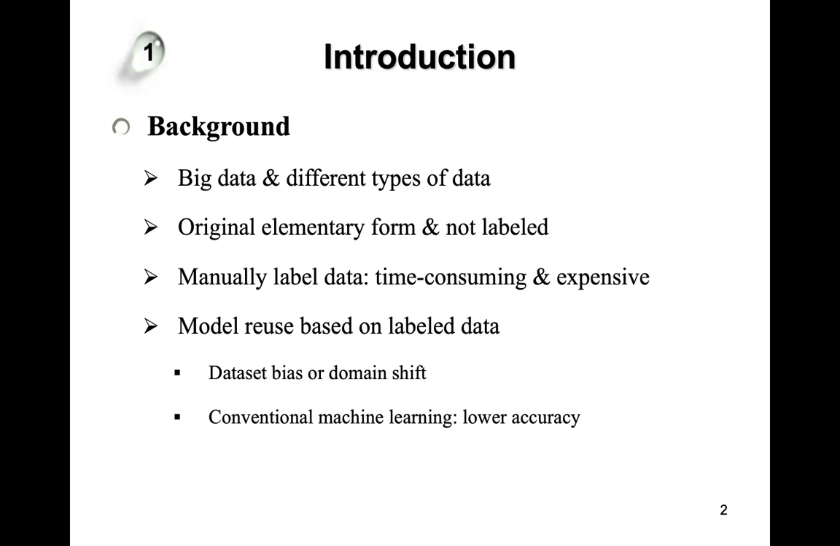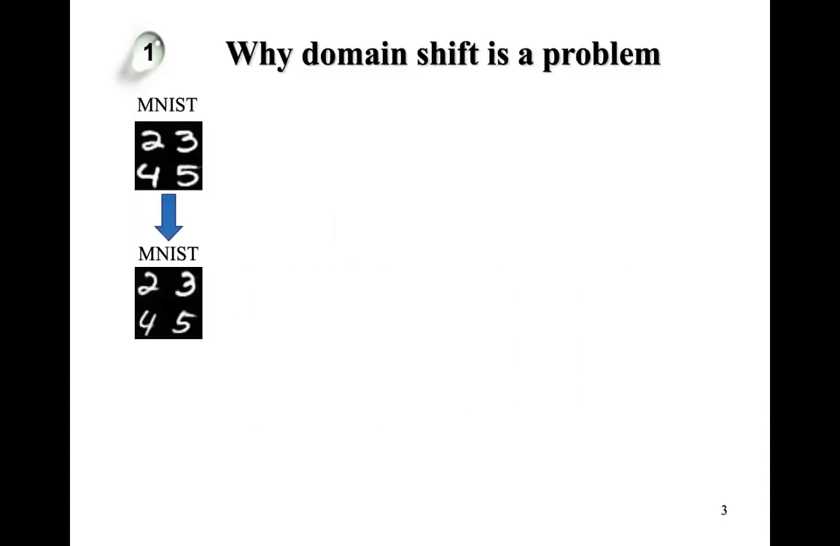your test dataset. You may want to know why domain shift is a problem, right? So here I'll give you an example. For conventional machine learning, we usually assume that we will train our model using the MNIST dataset, and again, we will test our model using the MNIST dataset again, right? And guess what? We will get much higher accuracy, more than 99%.